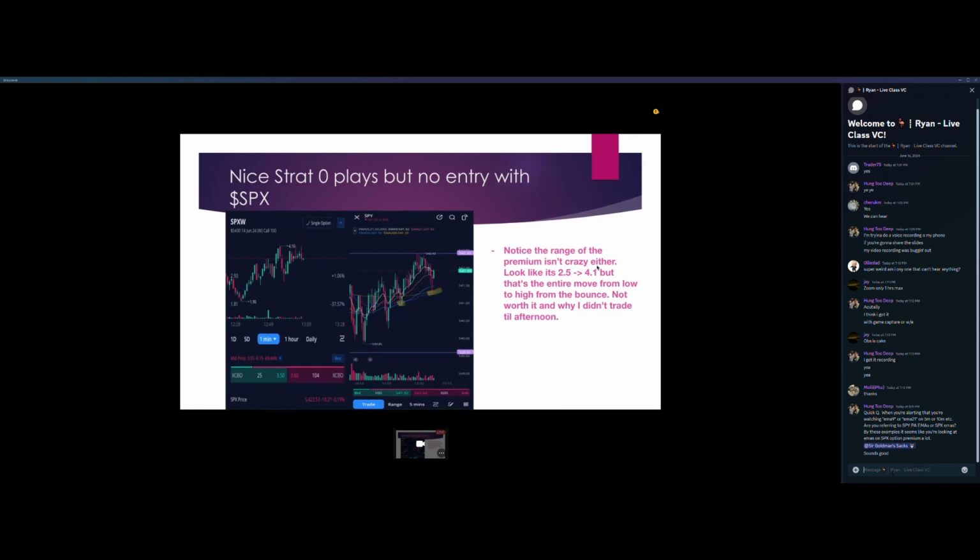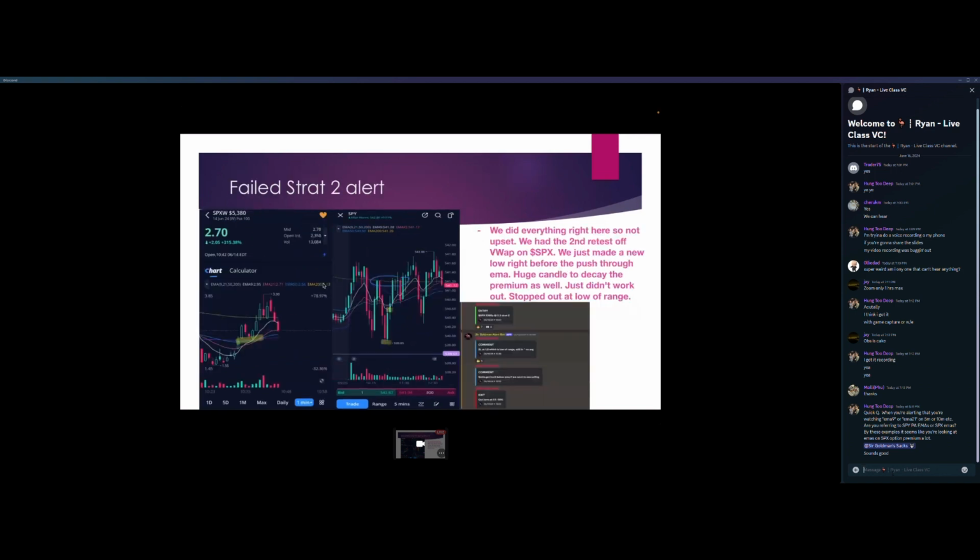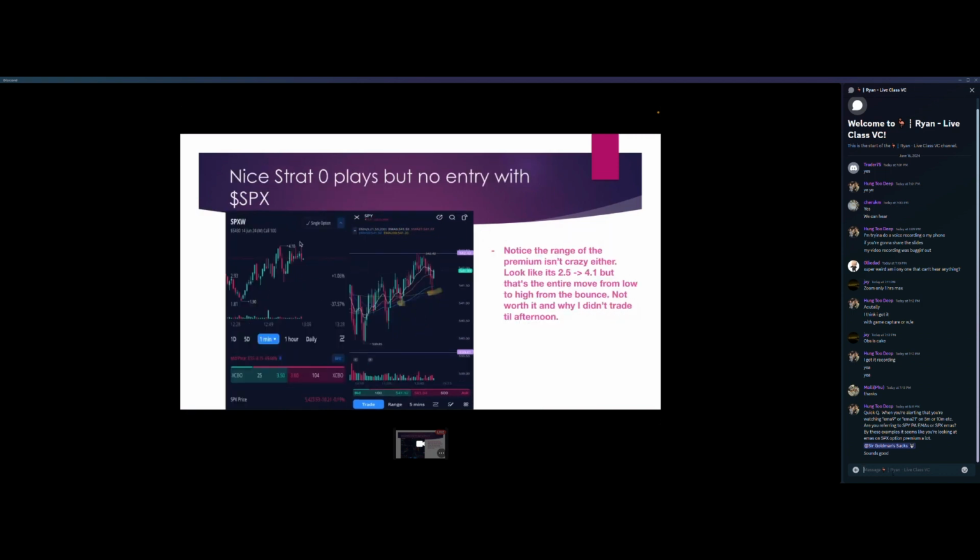Notice the range of the premium isn't crazy either. It looks like it's 2.5 to 4.1. So right around here, this is 2.9. Right around here is 2.5. When a move is only from 2.5 to 4.1 from the top to the bottom, that's very bad. Usually you can see how here it's like 1.5 to 3.9. It's over 100%. Here it's just 2.5 to 4.1. It's not good. Not worth it and why I didn't trade till afternoon.